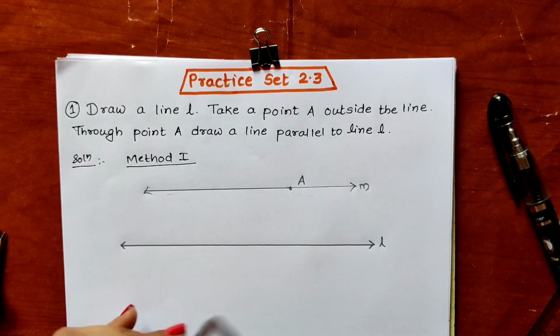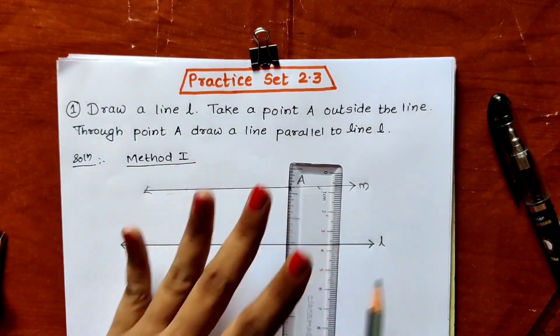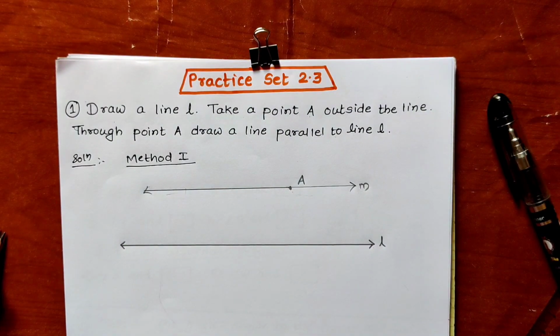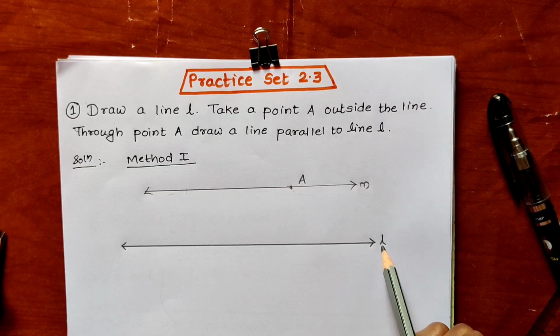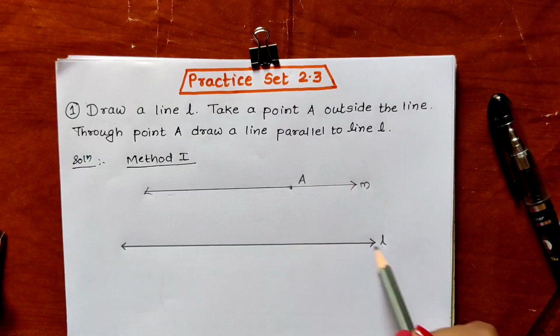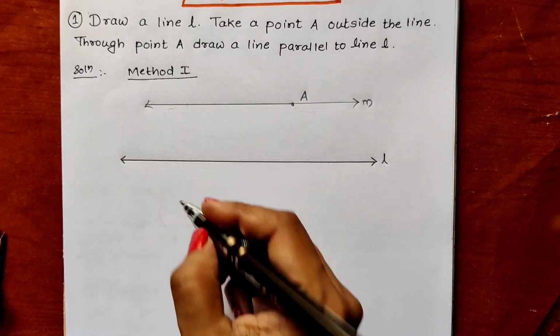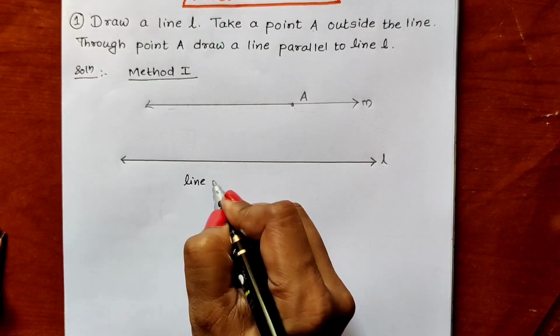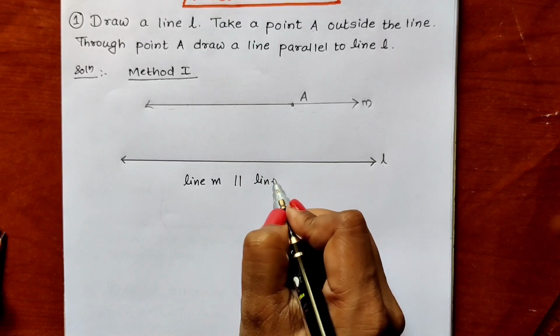Okay, so in this way we can draw a parallel line whose distance is constant from first point till last point. So this is first method by which we have drawn a line parallel to line L which passes through point A, which is outside the line L. Now let us see the second method. Here I will be writing line M parallel line L.